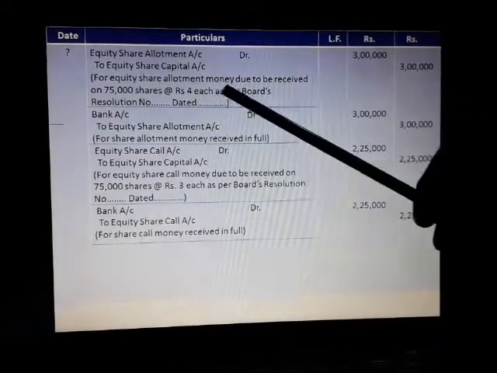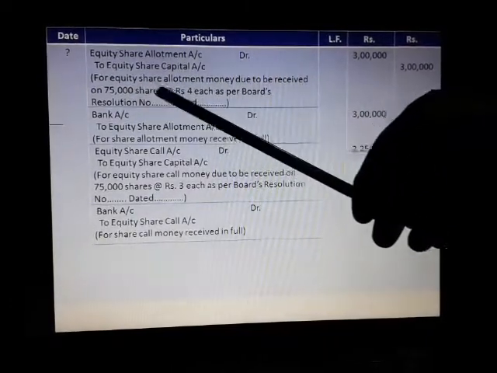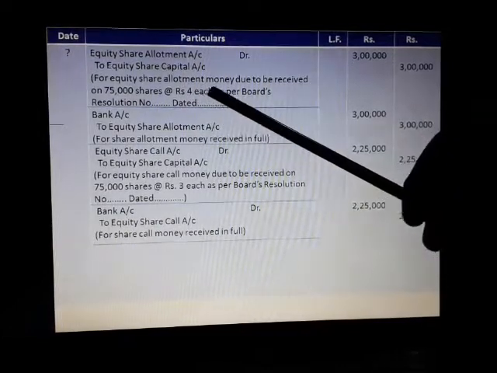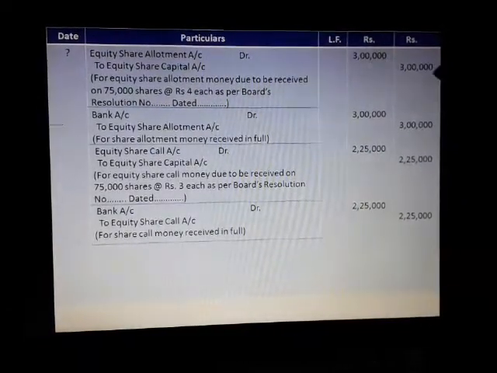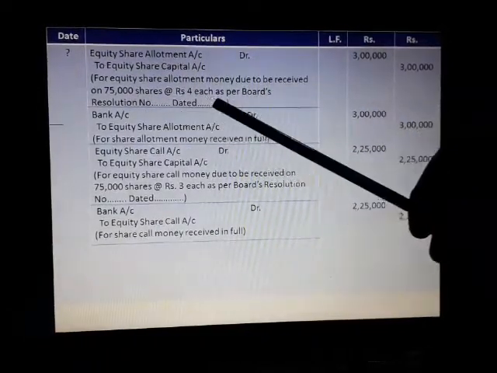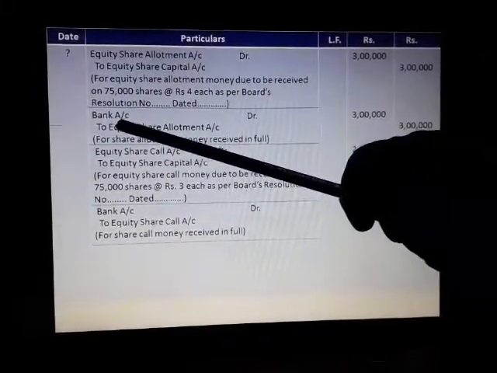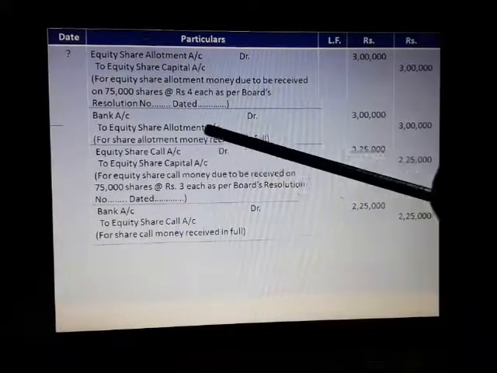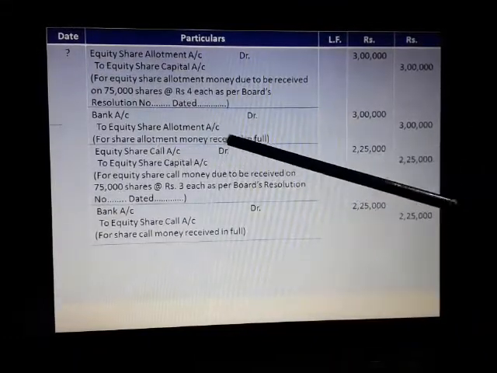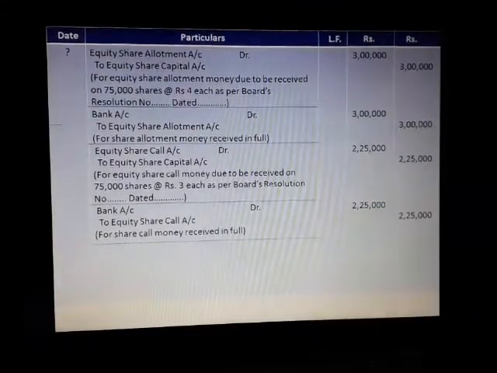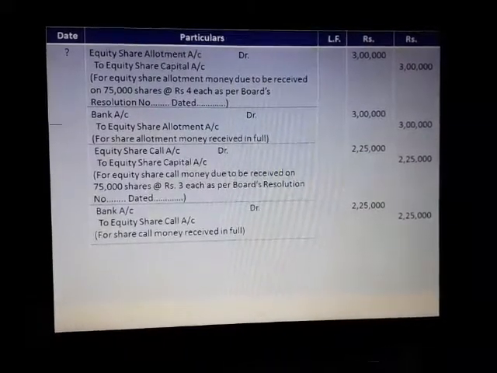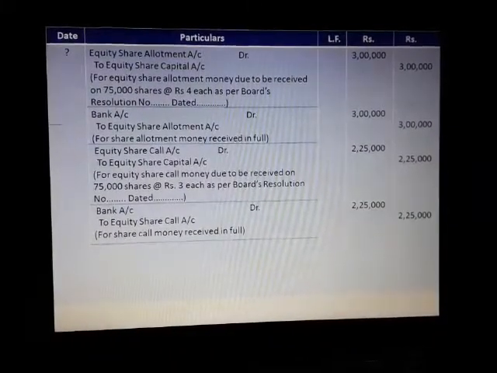For equity share allotment money due to be received on 75,000 shares at the rate rupees 4 each, that is 3 lakhs as per board's resolution number and dated. Now, allotment money received, bank account debit to equity share allotment account for share allotment money received in full 3 lakhs. Now, equity share call money should be shown as due.